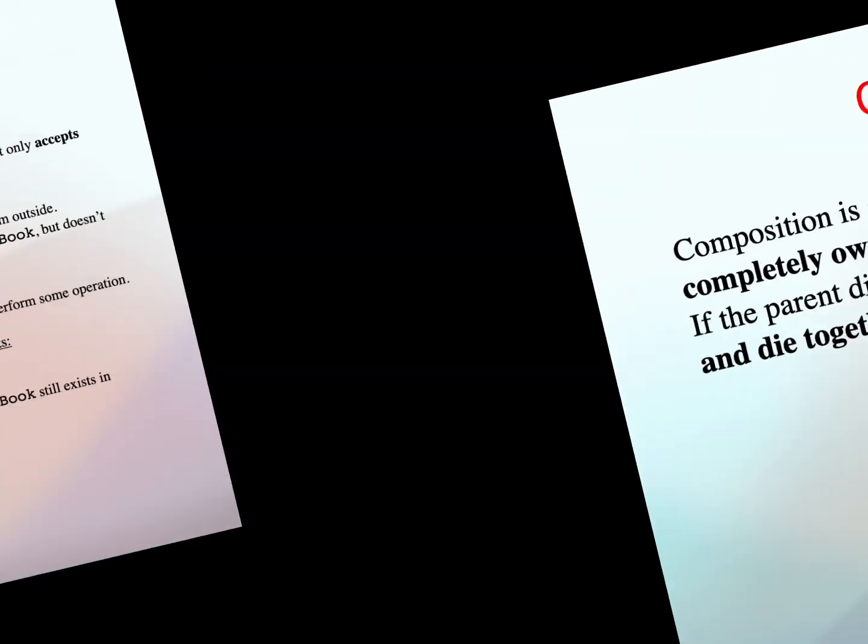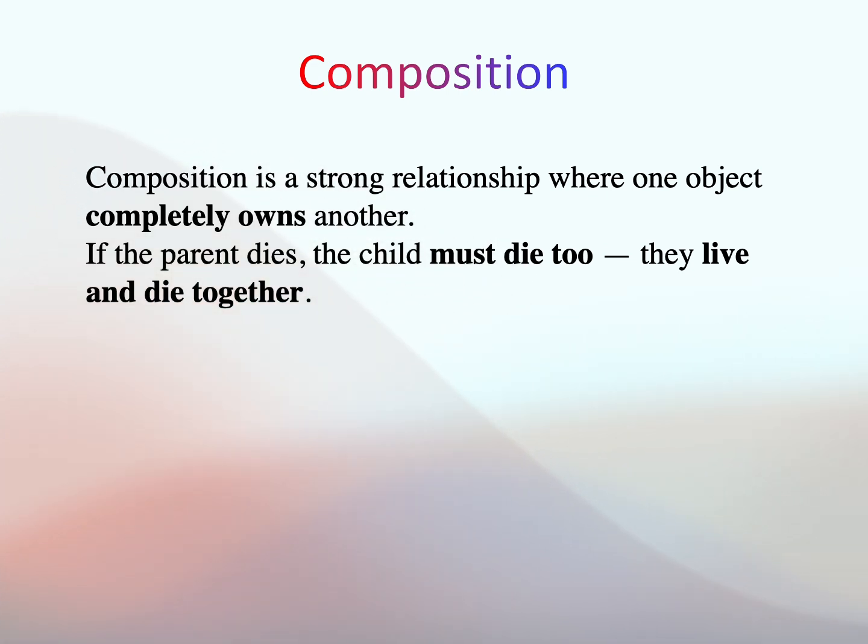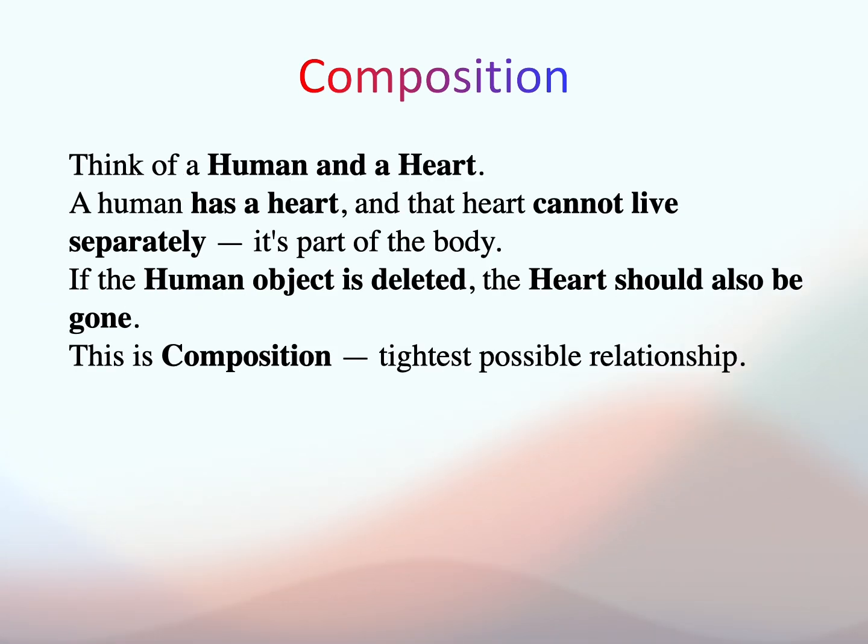Now brace yourself. We are going deep with composition. This is when one object fully owns another. No escape, no survival on its own. Think human heart. You don't take your heart out and say you are on your own. Now, if the human goes, the heart goes. And that's composition for you. Tightest possible relationship. Let us see this through a code snippet.